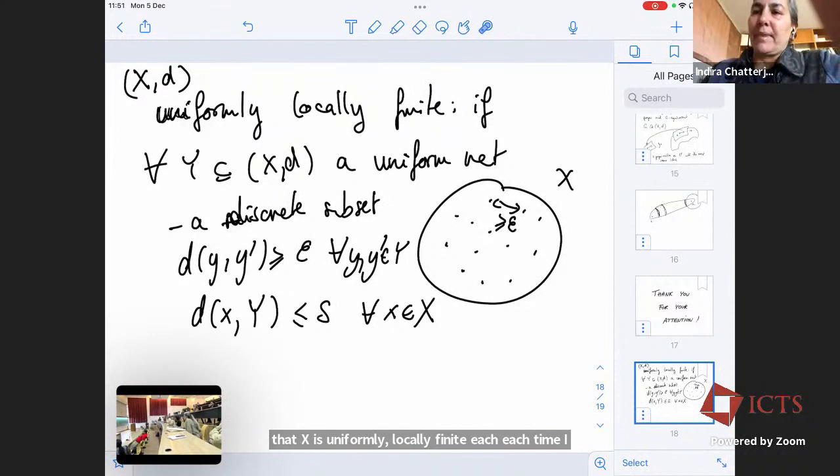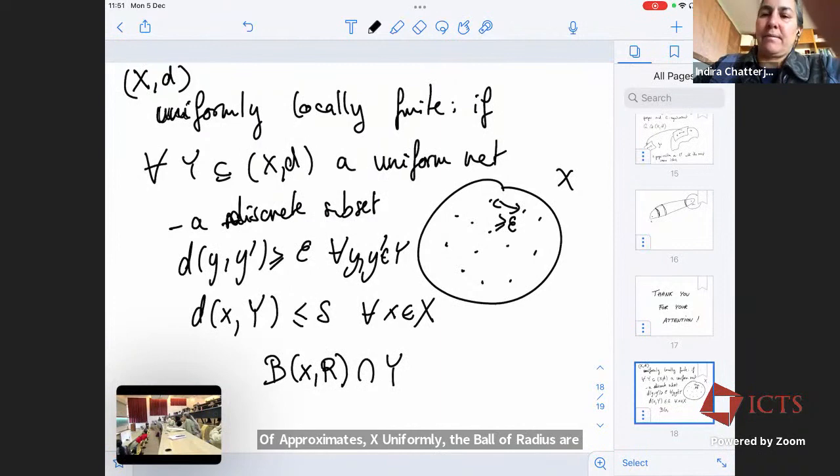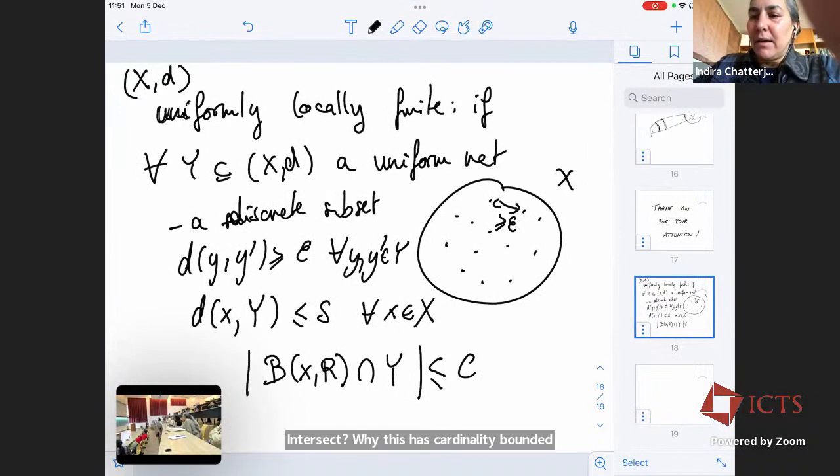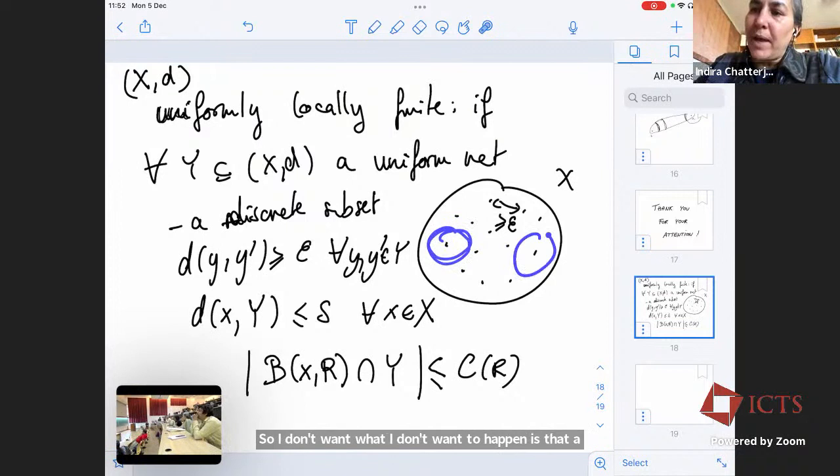The ball of radius r centered anywhere, intersected with Y, has cardinality bounded by a constant depending on r only and not on where you are. So what I don't want to happen is that a ball here has not many points, and a ball of radius say five has not too many points, and then if I displace the ball, it gets more and more points.